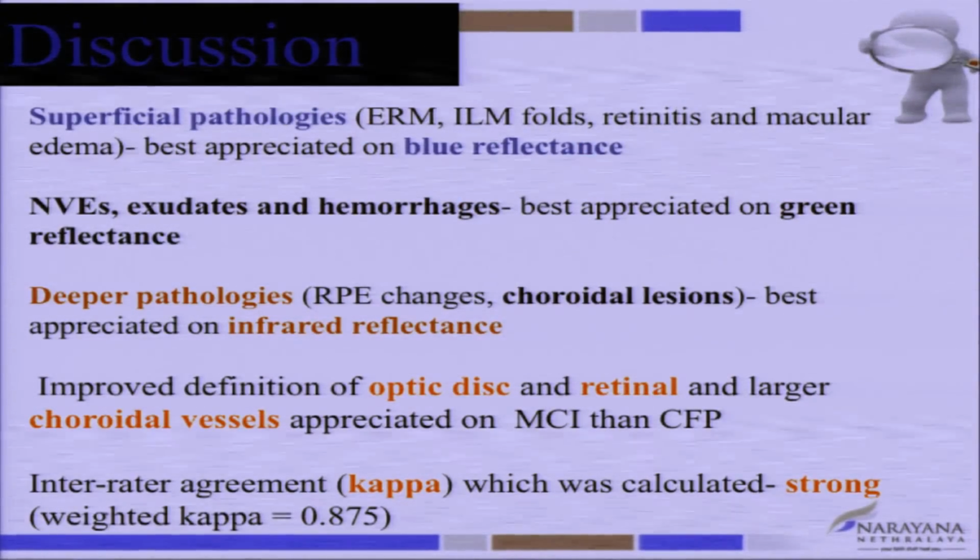Coming to the discussion, superficial pathologies were best appreciated on blue reflectance images, and on green reflectance, NVEs, exudates, and hemorrhages were best appreciated. In the infrared reflectance, deeper pathologies like RPE changes and choroidal lesions were best appreciated. Improved definition of the optic disc, retinal and larger choroidal vessels was appreciated on multicolor imaging when compared to color fundus photography. Inter-rater agreement, kappa, was very strong in our study. Multicolor imaging gives higher resolution and good contrast images due to reduced light scatter, and images can be captured through an undilated pupil.